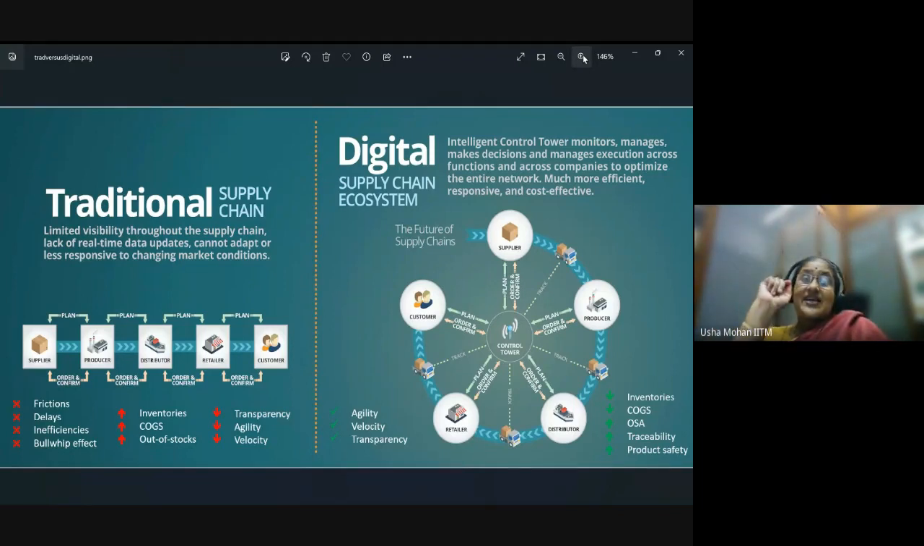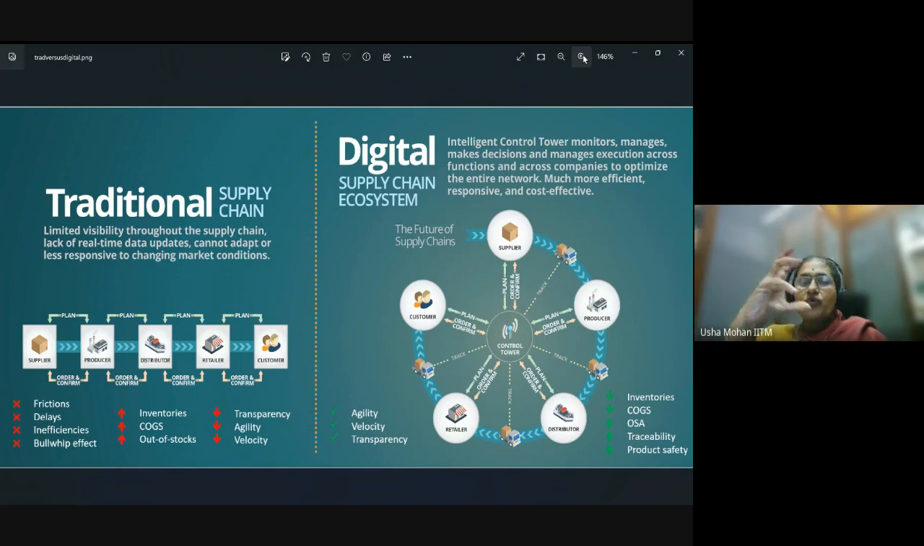Now, what is the need of the hour? The need of the hour is, instead of having this, is there a way I can reduce this inefficiency? By limited visibility throughout the supply chain, I mean: can I increase the visibility and make my supply chain more transparent? Can it adapt and be more responsive? Can I make it more agile? So when I ask these questions, I move from a traditional supply chain to a digital supply chain ecosystem.